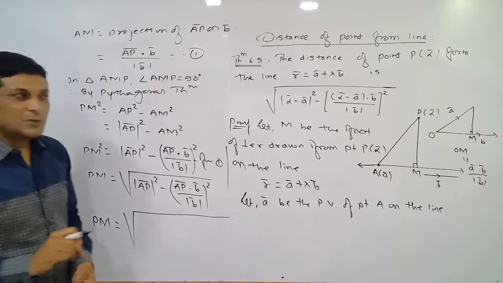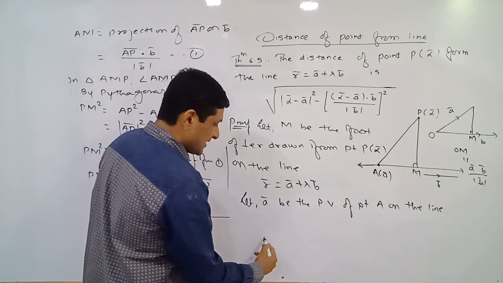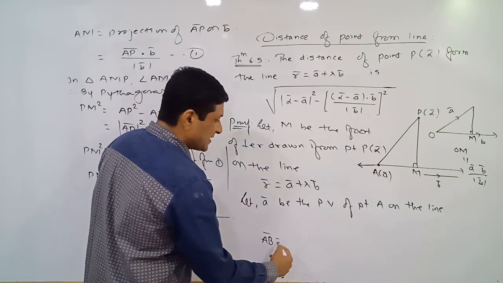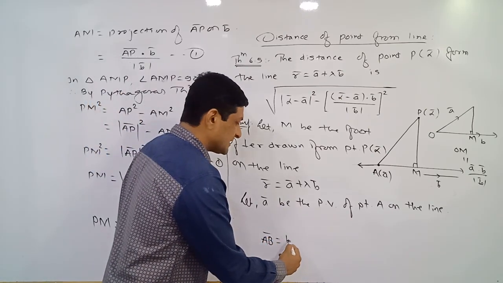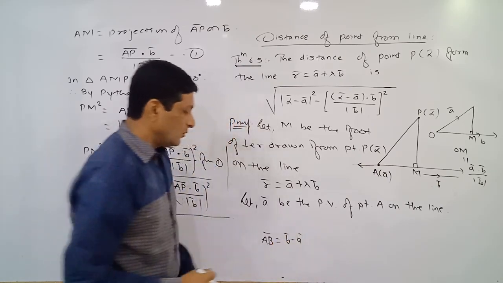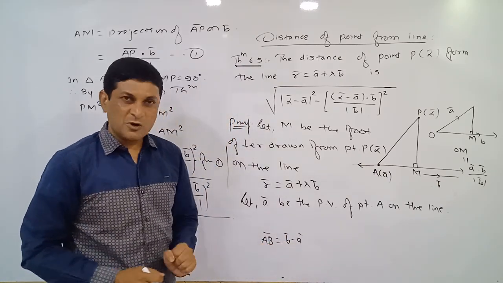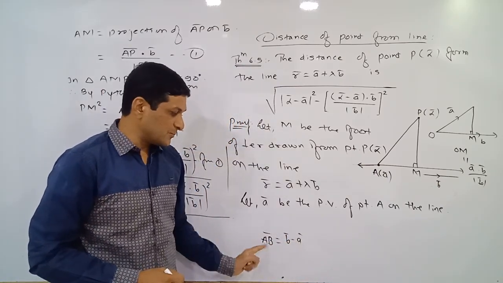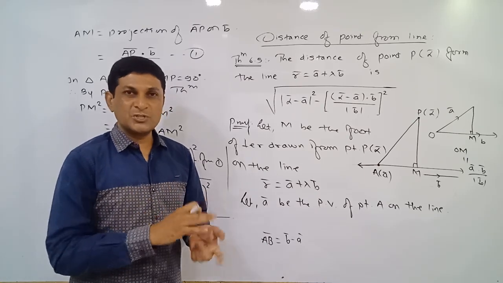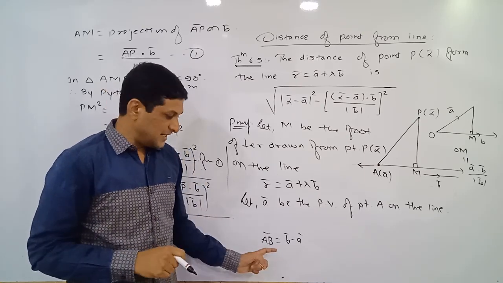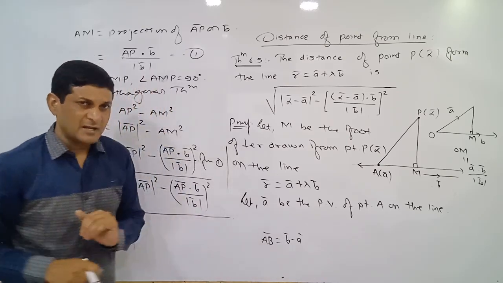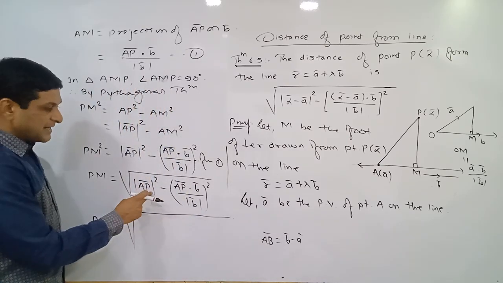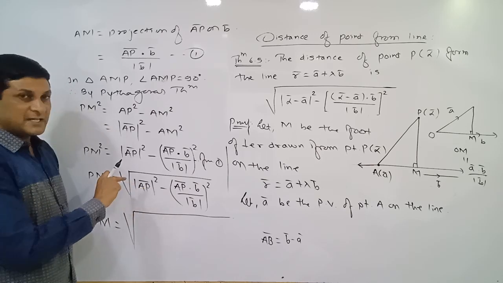Now we know that if one vector is there, say AB bar, then AB bar in terms of position vectors can be expressed as B bar minus A bar. B bar is the position vector of point B, and A bar is the position vector of point A. So if the position vectors of two points are known to us, then AB bar can be expressed as B bar minus A bar. In the same way, AP bar can be expressed as P bar minus A bar.